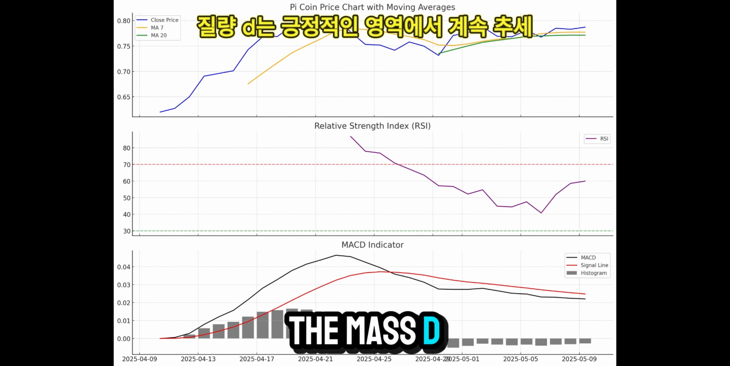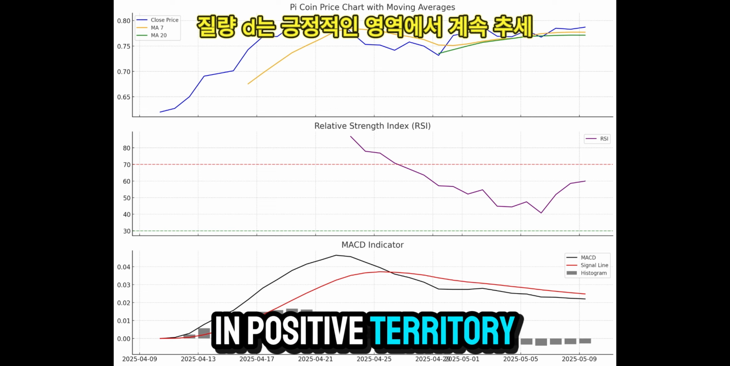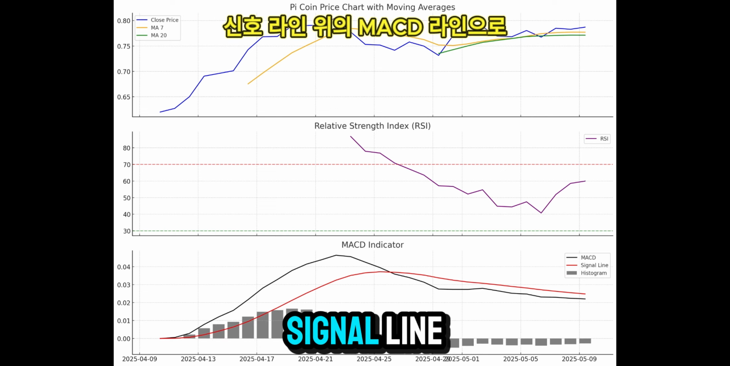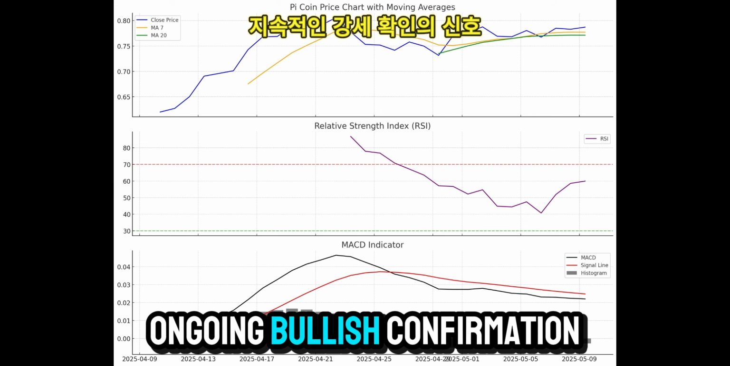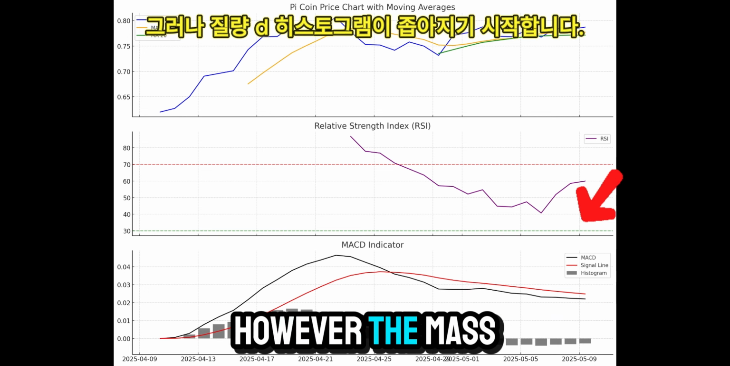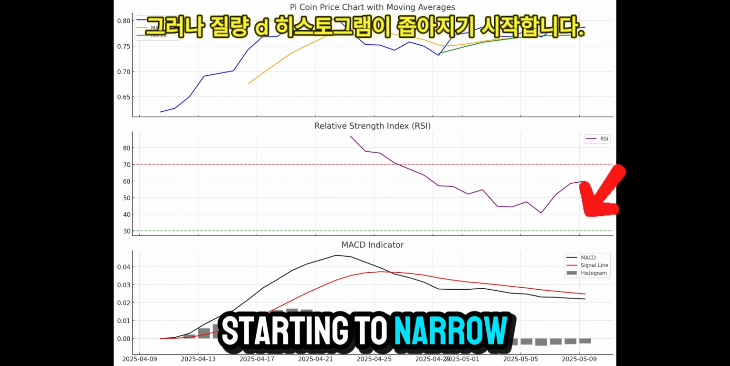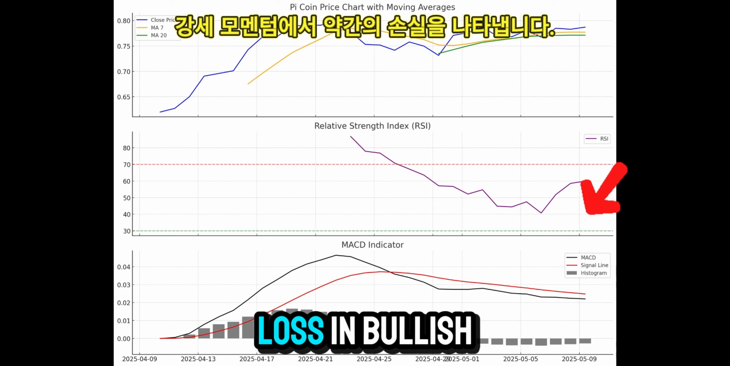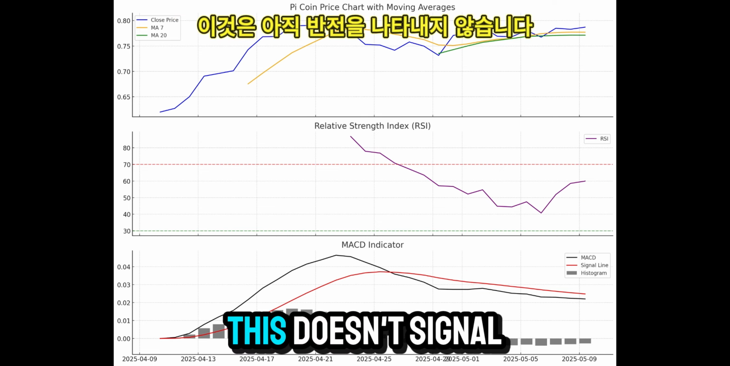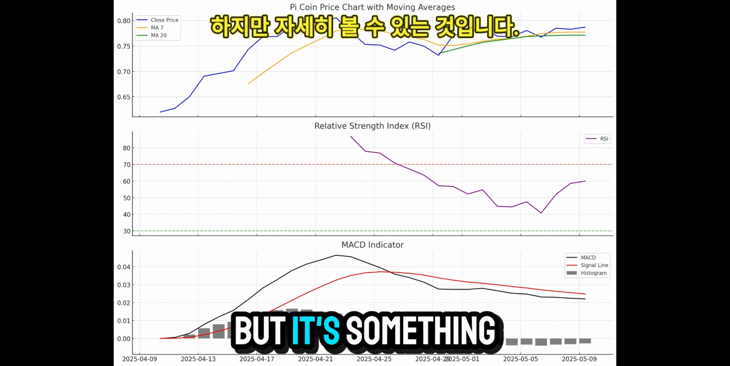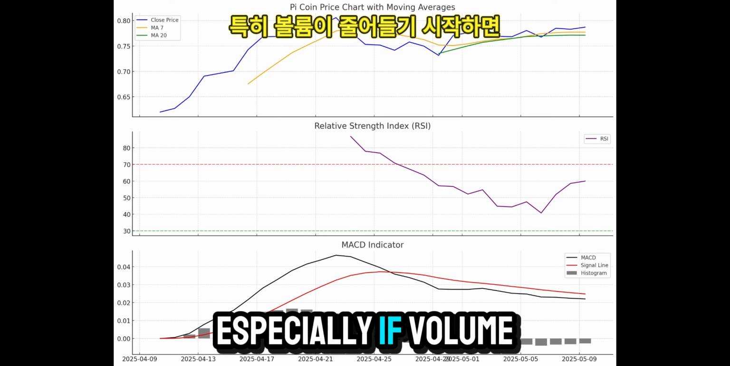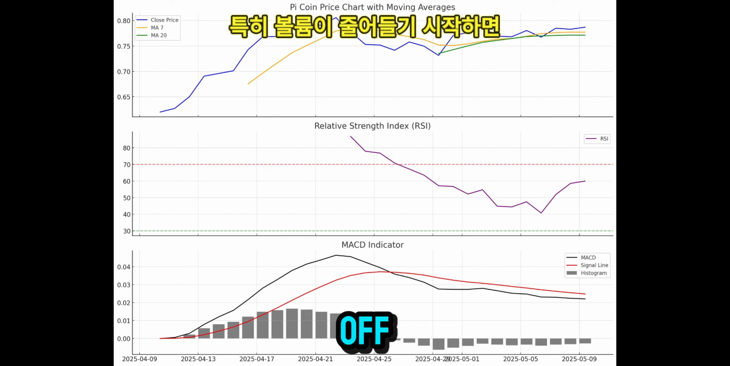The MACD continues to trend in positive territory, with the MACD line above the signal line, a sign of ongoing bullish confirmation. However, the MACD histogram is starting to narrow, indicating a slight loss in bullish momentum. This doesn't signal reversal yet, but it's something to watch closely, especially if volume begins to taper off or broader market sentiment weakens.